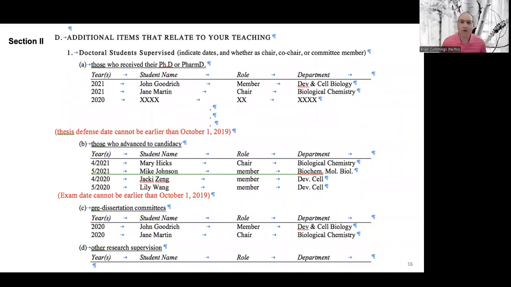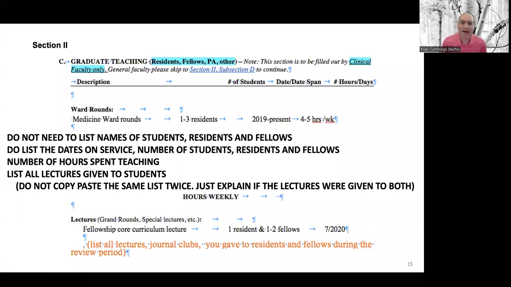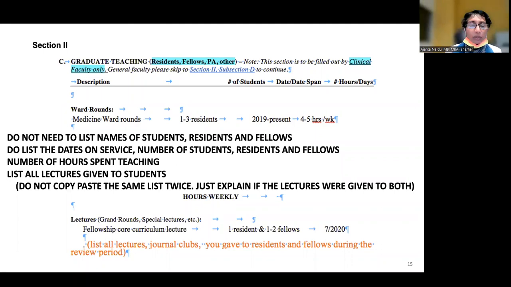Okay, hold on. We have a hand up. Yeah. Do you want to unmute yourself? Yes, I think I'm unmuted.